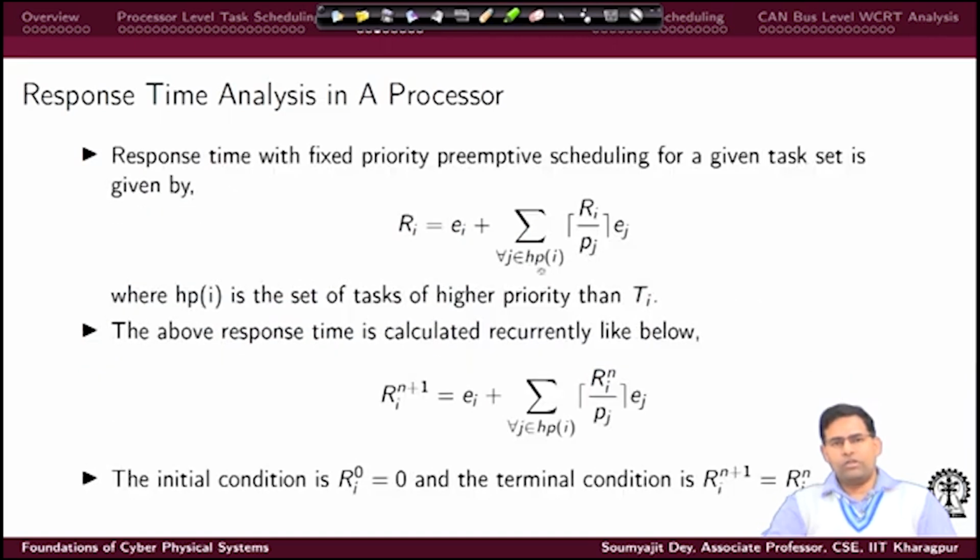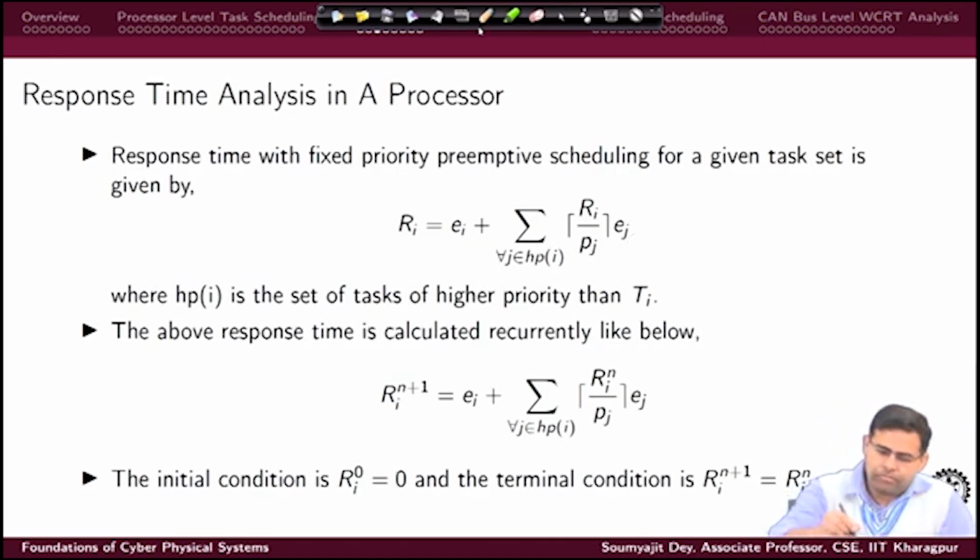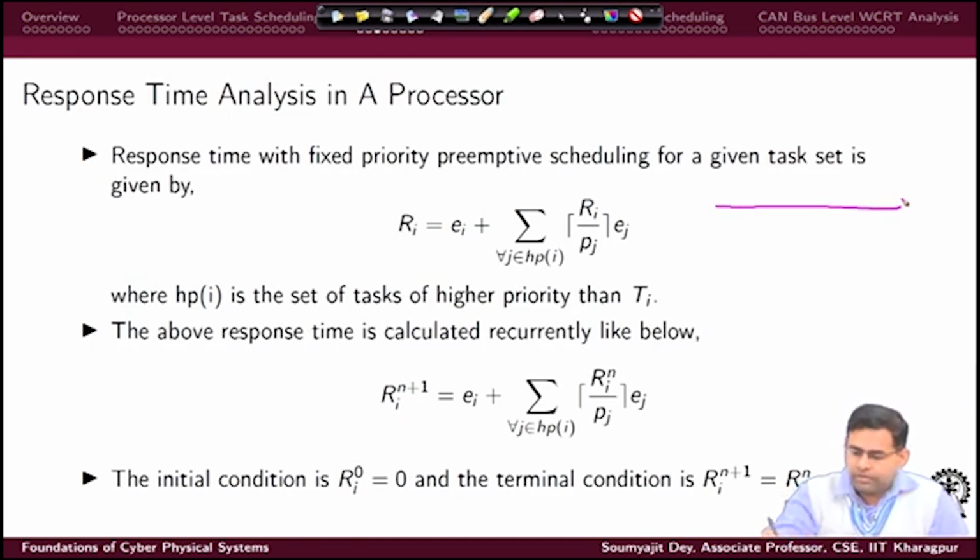So, for all those high priority tasks, let us say you have picked up some j value, what is the period of that task, you divide it, and then you multiply this by the execution time. So, let us understand philosophically what is happening. Right now, let us say I have an approximate value that the response time of this ith task is this. So, that is one interval.